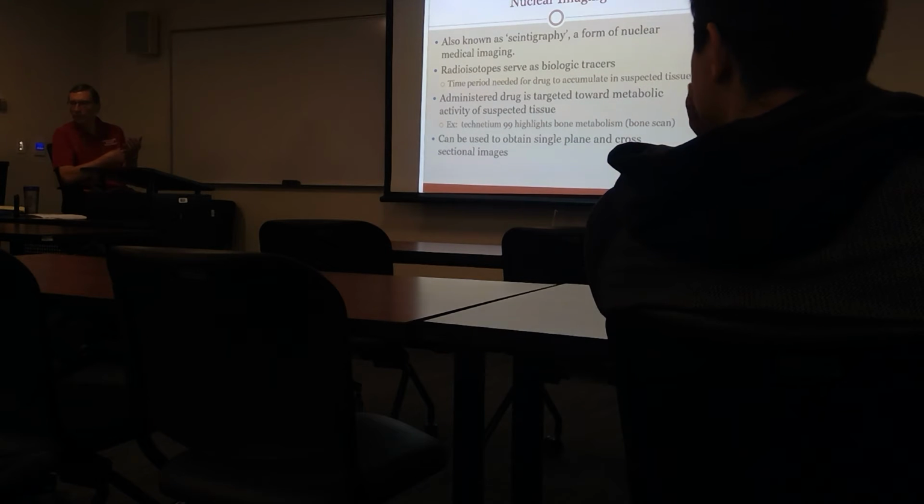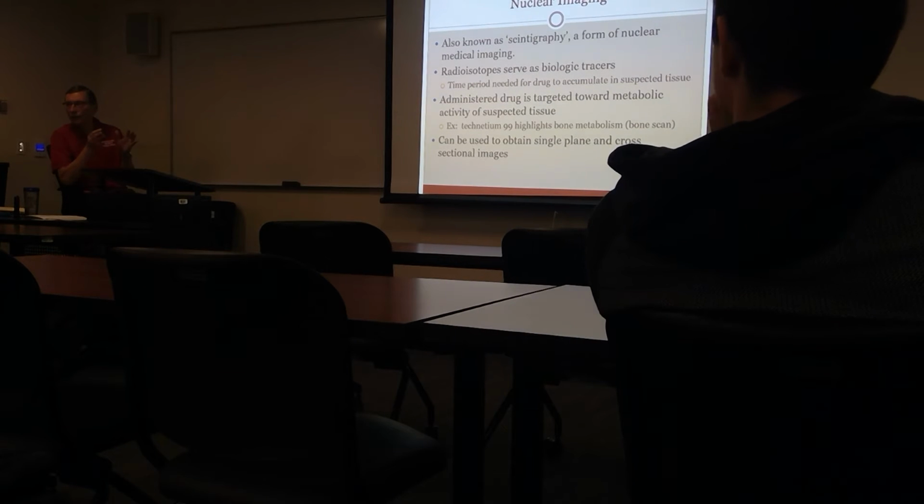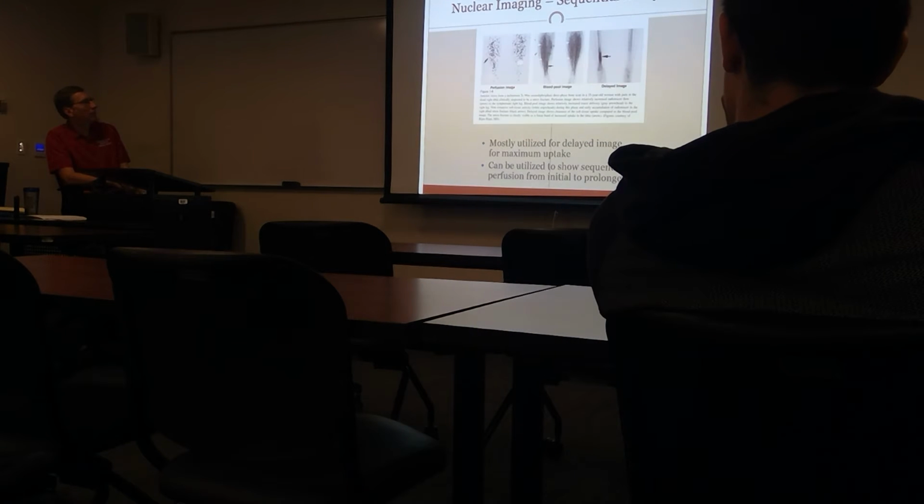Once they inject them, they go through your body, and then they tend to settle in areas where there's altered metabolism, as in increased metabolism, energy problems. So if there's a muscle tear, if there's a joint that's irritated, if there's a fracture, the radioisotopes will settle in that area. So the metabolic activity is what's targeted, and technetium-99 is the common one. You'll read that on radiographic reports, but there's so many different others now. You can get single plane and cross-sectional images.